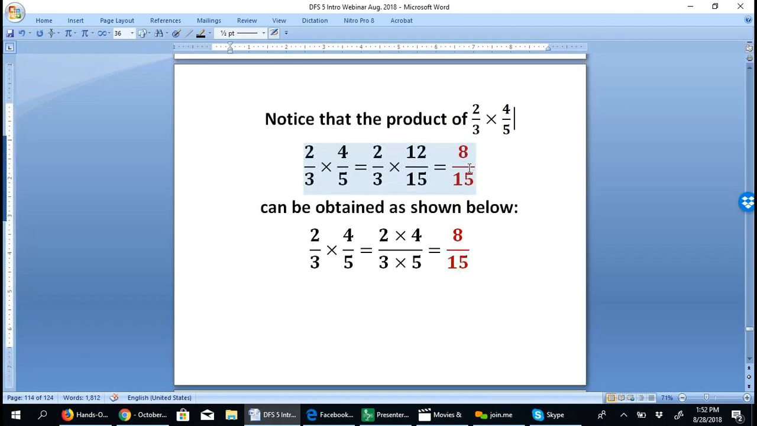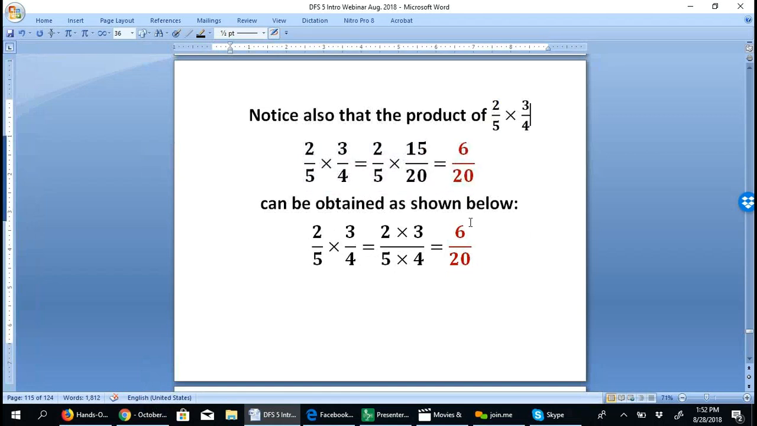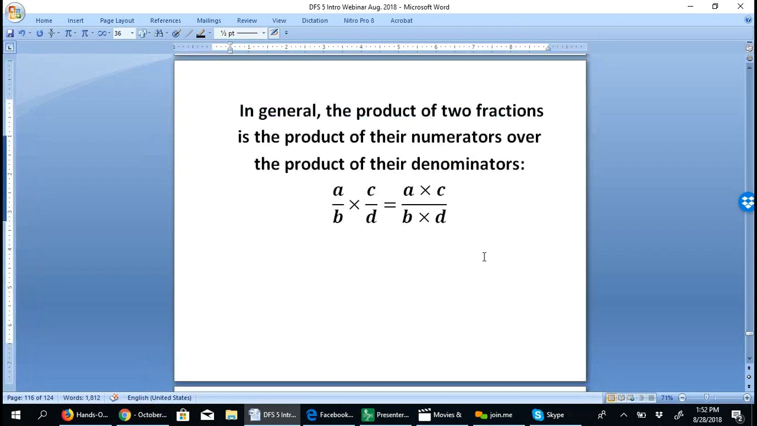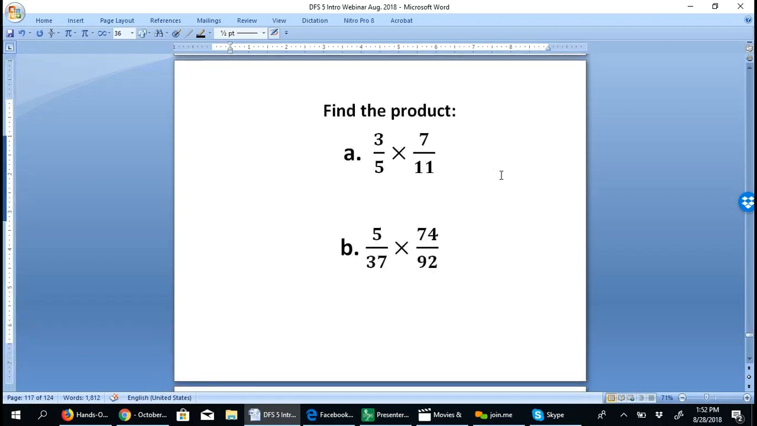Now notice that the 8/15 we got can be obtained by simply multiplying the numerators and denominators of the given fractions. Likewise here, the 6/20 that we got is the same. So therefore, we can now generalize and state the general rule that in multiplying two fractions, you can multiply the numerators, multiply the denominators, and divide one by the other. Very often, though, this is all we tell our students. We leave out everything that came before here.